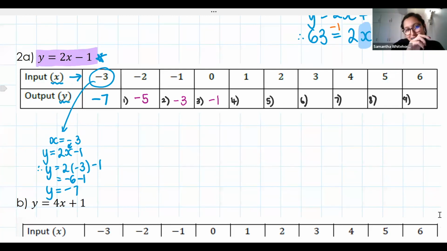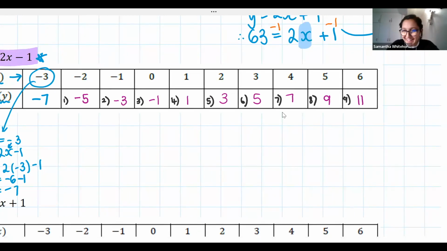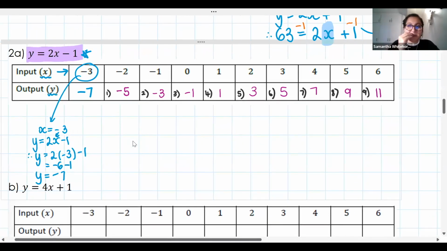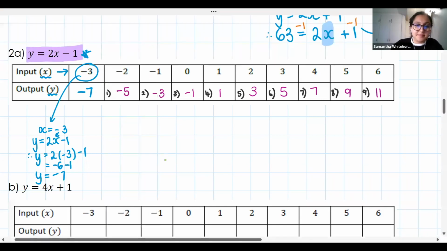It's -5, -3, -1, 1, 3, 5, 7, 9, and 11. Excellent. Now, game over. Nice, guys. Nice, Linda has all the energy. Okay, so Bukhe, while you're with us, what is the pattern? The pattern is you have to say 2 times the input minus 1.